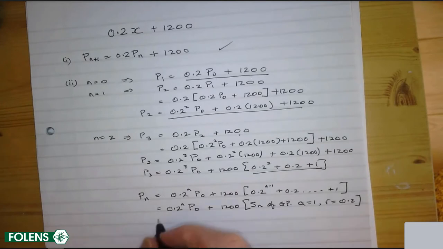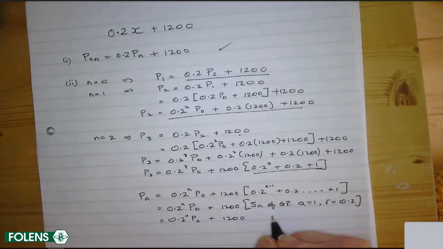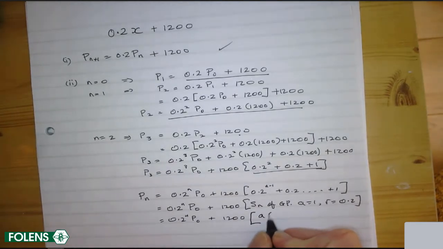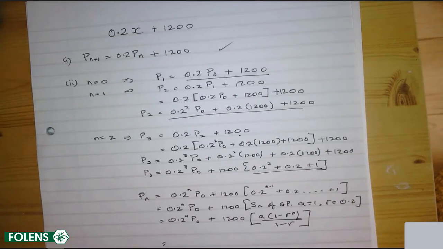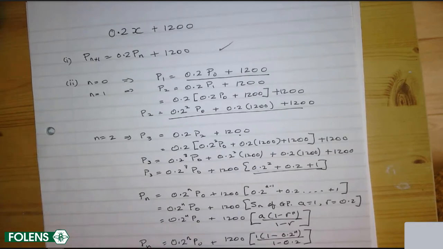And we have a formula from our mathematics course. And the formula is a bracket 1 minus r to the n over 1 minus r. We prefer to use 1 minus r to the n when r is less than 1. So we get 0.2 to the power of n P naught plus 1200. Now a in this series is 1, taking them backwards. R is 0.2. And that is, we have now solved our difference equation.